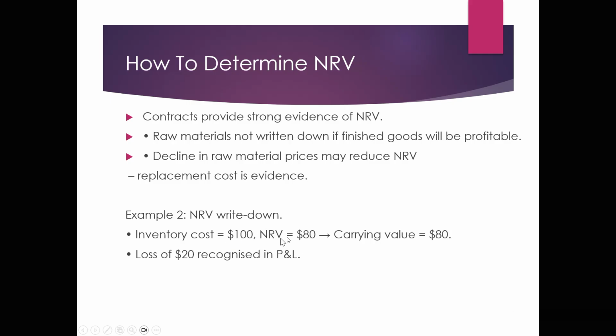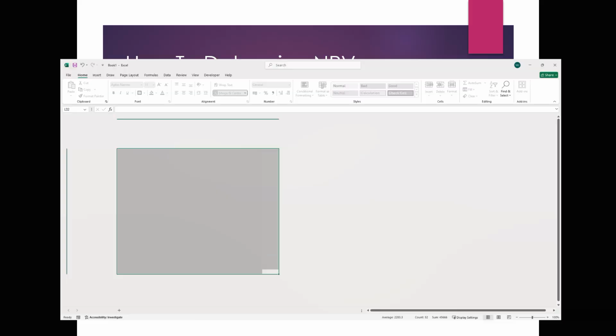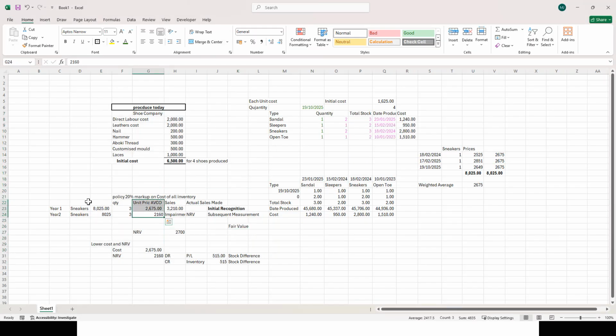The net realizable value here is $80, right? So the cost seems to be higher than NRV. Therefore, our carrying amount of inventory the following year will be $80, just as I've done here. Our carrying amount in the subsequent year, can you see, subsequent measurement is 2160. We did not recognize it again. We now put this to loss. So what have I done here? I've done credits.